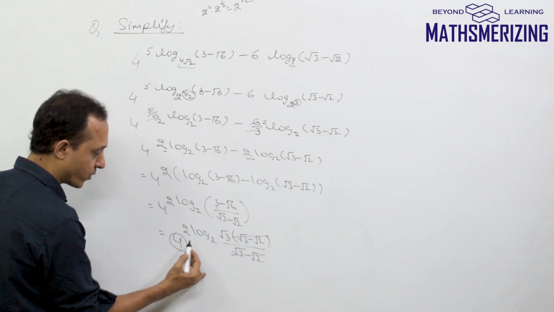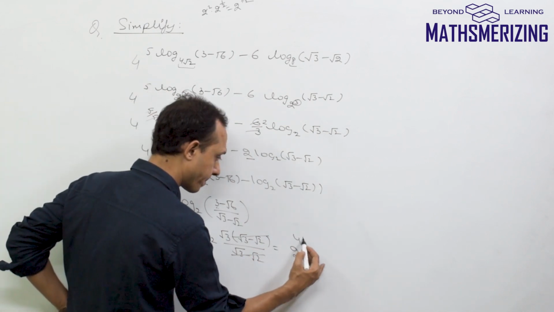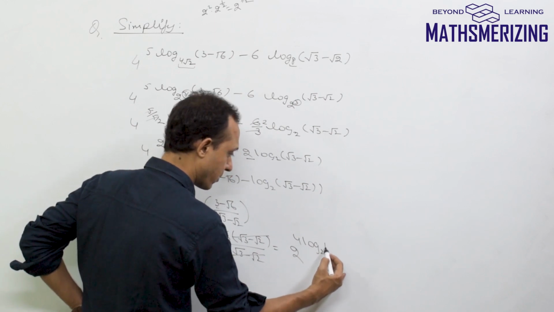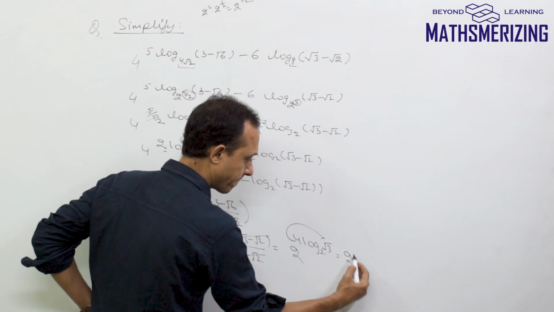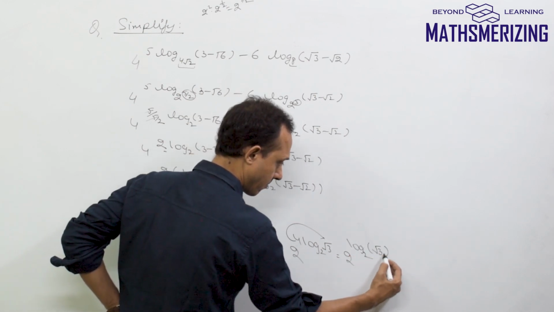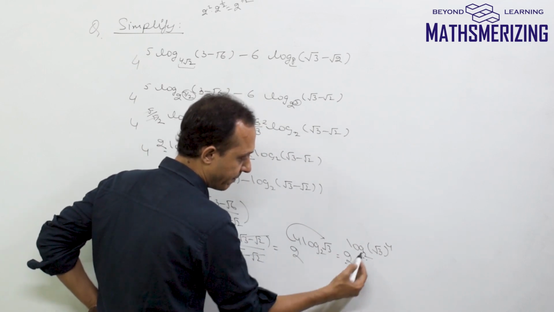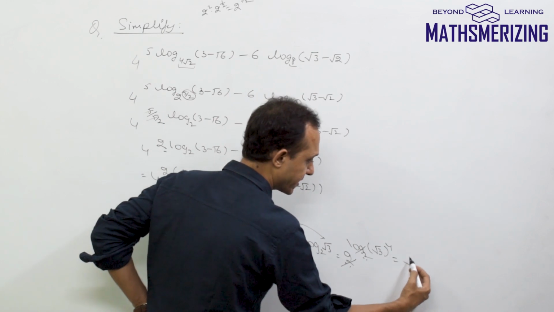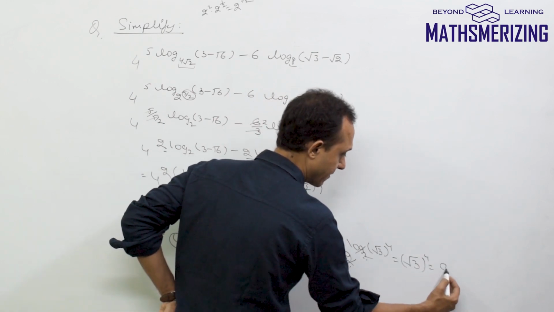So I can also write this 4 as 2 square. If I write it as 2 square, I'll get this as 2 to the power 4 log root 3. So now I can take this 4 to the exponent of root 3. Now here the number is 2 and the base is also 2, so it will cancel. So the answer will be under root 3 to the power 4, which is 9.